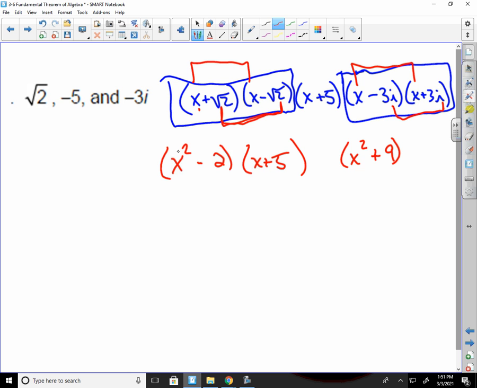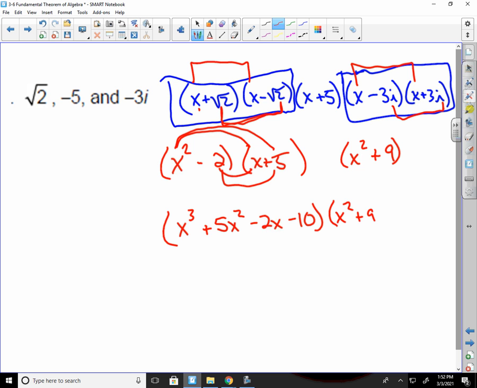Now I can distribute x squared times x and x squared times 5. X squared times x is x to the third. 5 times x squared is 5x squared. Distribute your negative 2. Negative 2 times x is negative 2x. Negative 2 times 5 is negative 10. And now I have to do it with x squareds. Distribute that to everything, and distribute the 9 to everything.